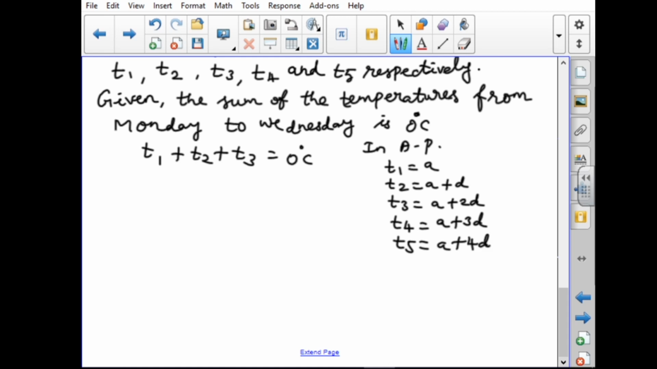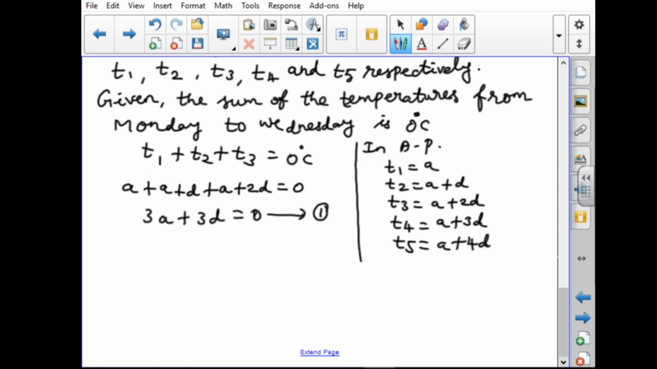Here we have to substitute these values. So we get A plus A plus D plus A plus 2D equal to 0 degree C. Adding the terms, we get 3A plus 3D equal to 0. That is, you have to keep this as equation 1.